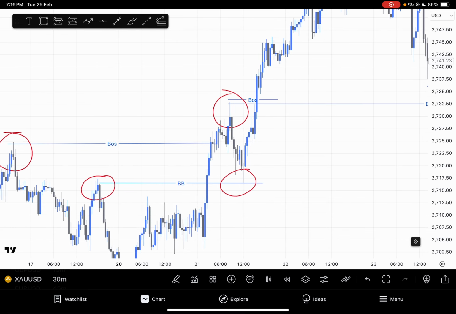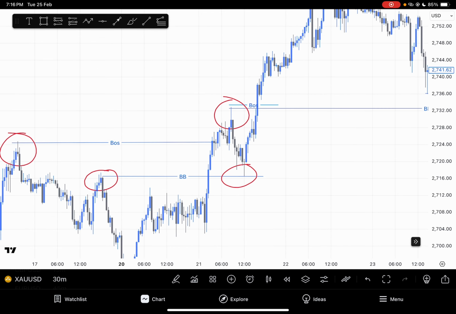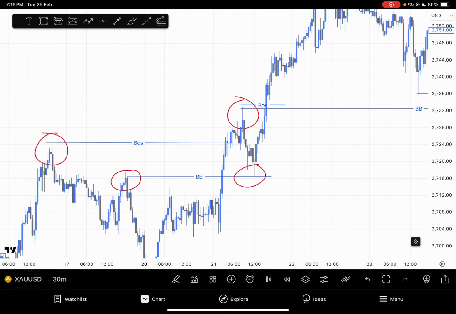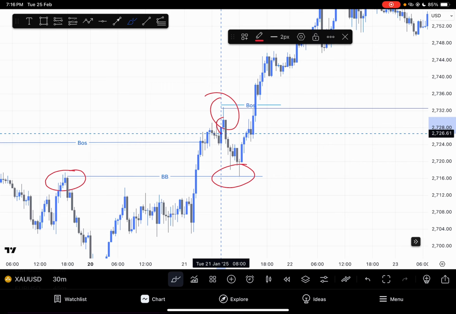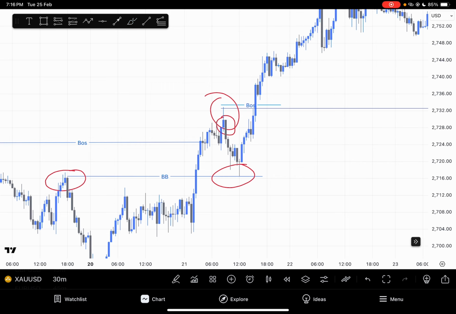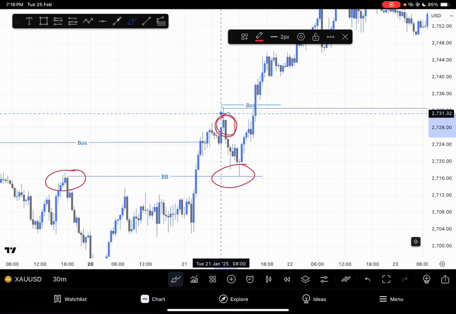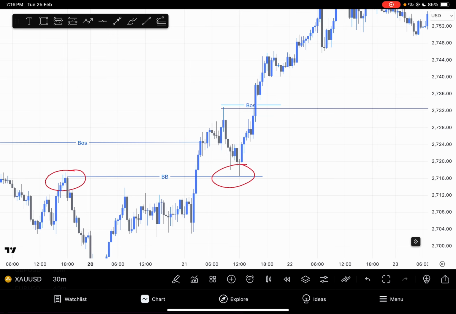So after the break of structure, what next? You wait for price to come back again to mitigate the order block or breaker block. So now after the break of structure here, if you look from that line here, you can clearly see the breaker block here, which is this is the breaker block here. So we expect price to mitigate the breaker block.